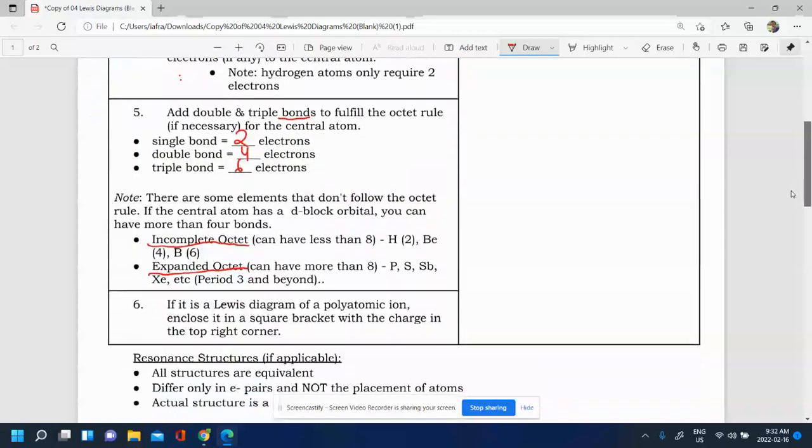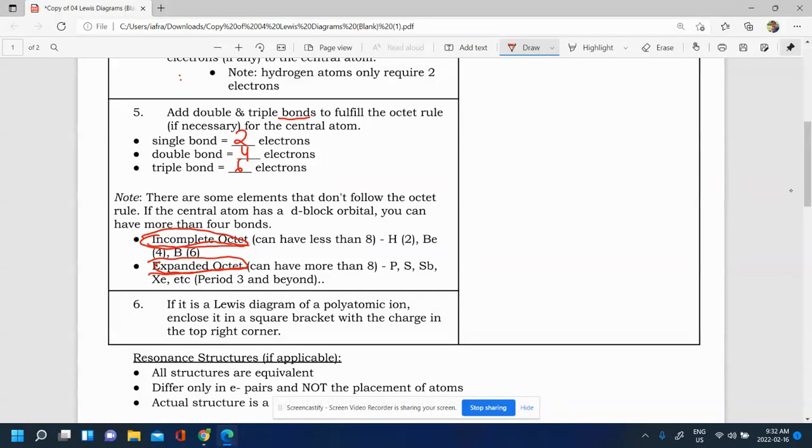In this video, we're going to draw some Lewis structures that have some exceptions to them. The two main exceptions you'll see in Lewis structures are what's called the incomplete octet and the expanded octet. There's some video links in the handout that you can watch to get some more details on each of these, but we'll briefly explain what these are here and then do some examples.